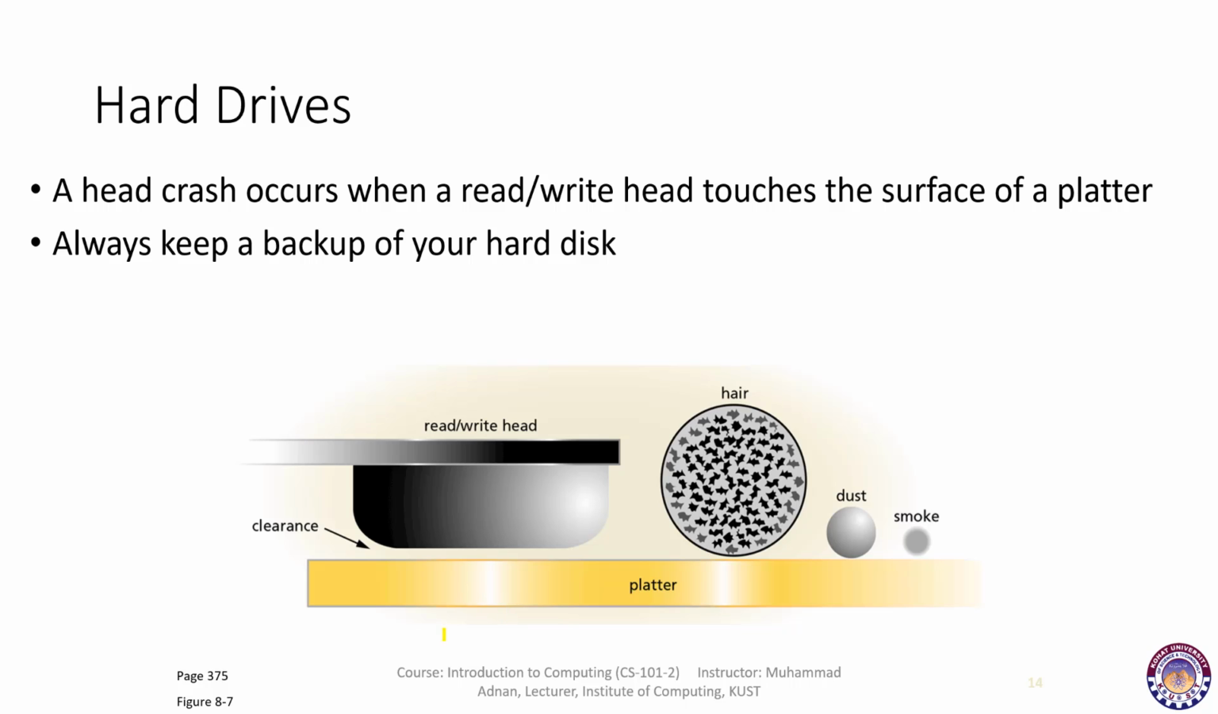So you can see this read write head, and this is a platter, and this is a clearance area where you use some type of magnetic charge technology to charge a particular space in order to write or read data. And then this is the size of your hair, and this is a dust particle, and this is a smoke particle. So a head crash occurs when a read write head touches the surface of the platter. If it touches the surface of the platter, then your head crashes.